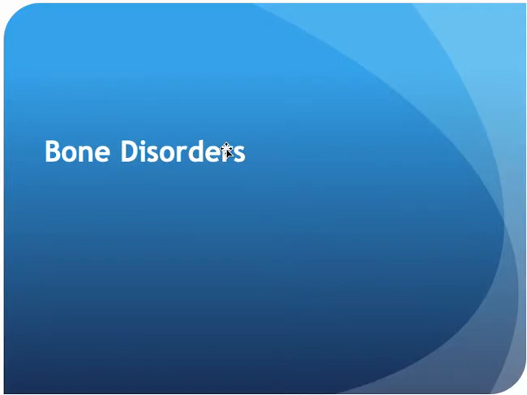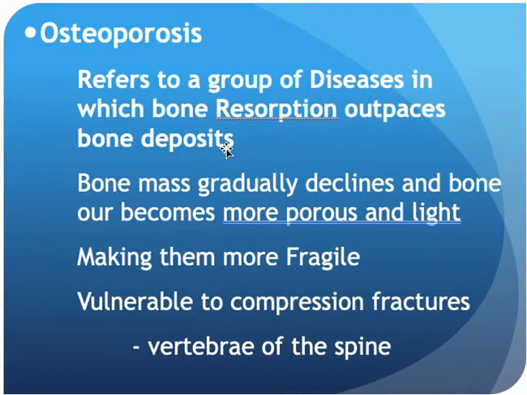So now we get to the last part of our chapter, which is bone disorders, and we want to take a quick look at osteoporosis. Osteoporosis refers to a group of diseases in which bone resorption outpaces bone deposits. Okay, so we're breaking down more bone than we're making new bone. So bone mass gradually declines and bones become more porous and light. We're going to see a picture here in a second that's a little scary, making them more fragile. We already said they're very vulnerable to any sort of compression fractures of the vertebrae in your spine.